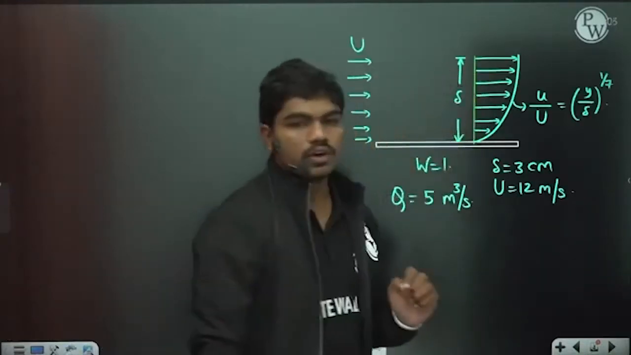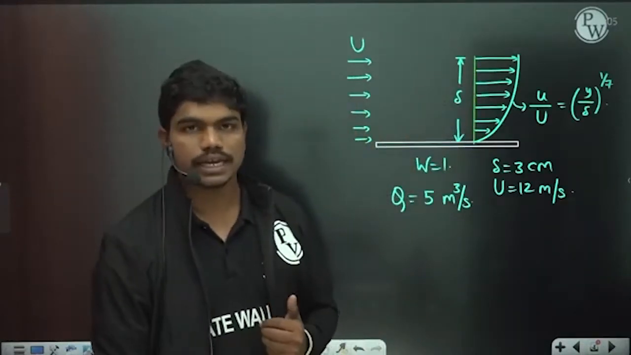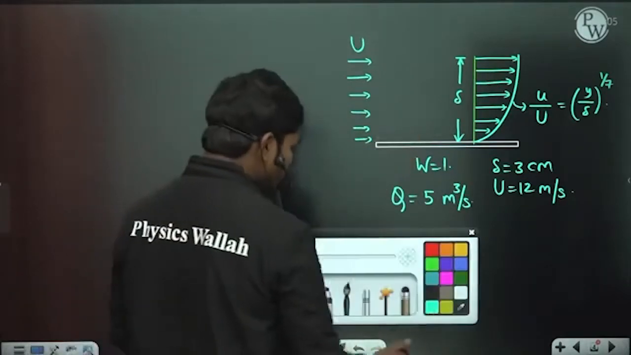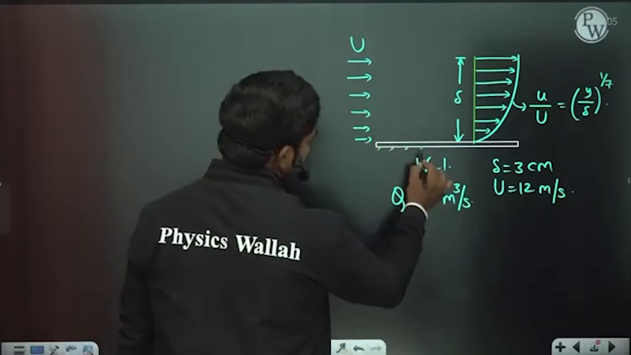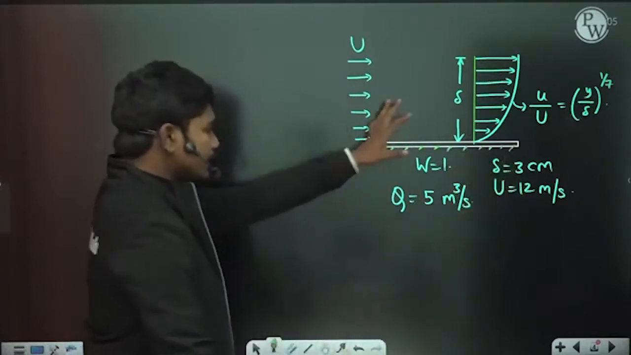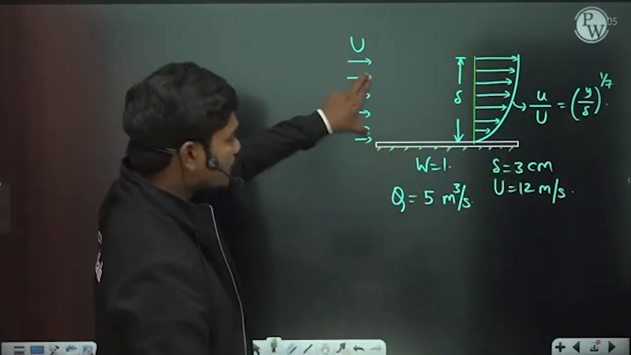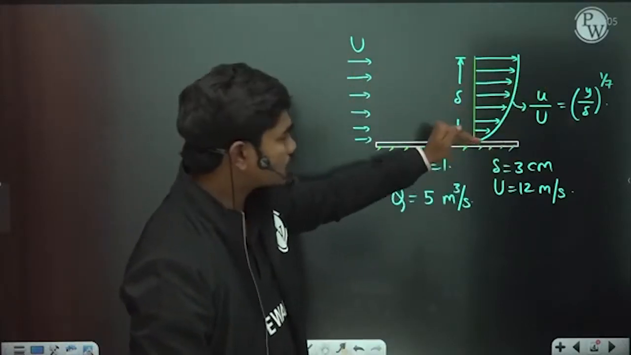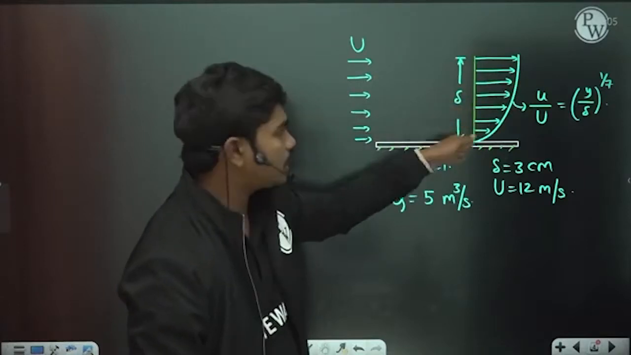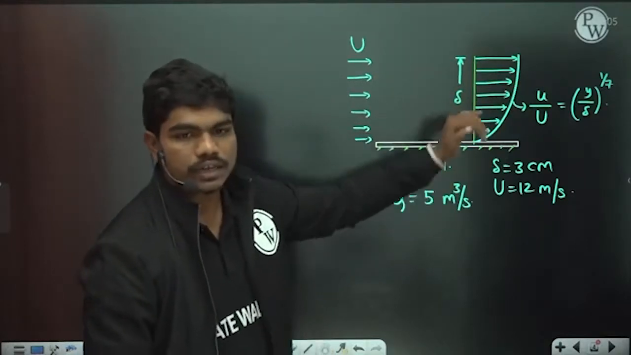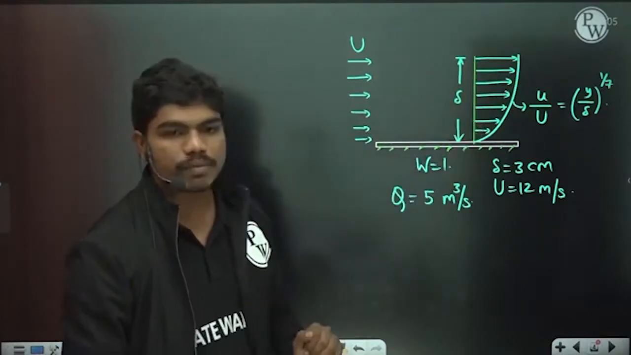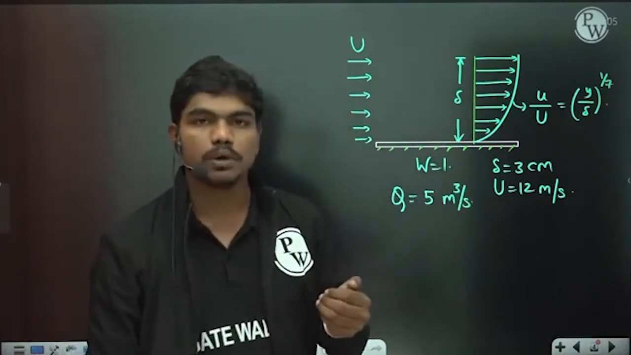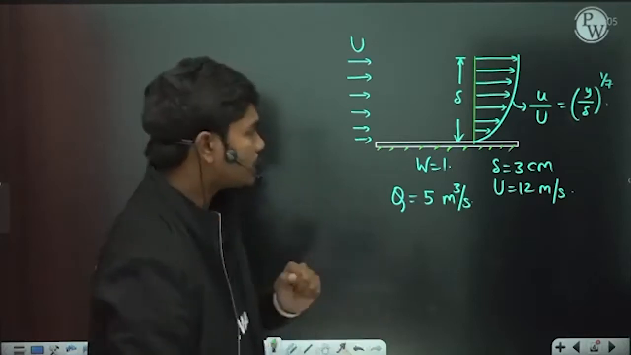First of all, try to understand one thing. What is energy loss? Kinetic energy loss basically. If this plate is not here, for example, let us suppose the plate is fixed, then the mass entering would have moved at capital U velocity. But because of the presence of this plate, the velocity profile took a particular form: small u by capital U is equal to (y by delta) to the power 1 by 7. If this is the velocity profile, they are asking what is the loss in the energy. Clear?